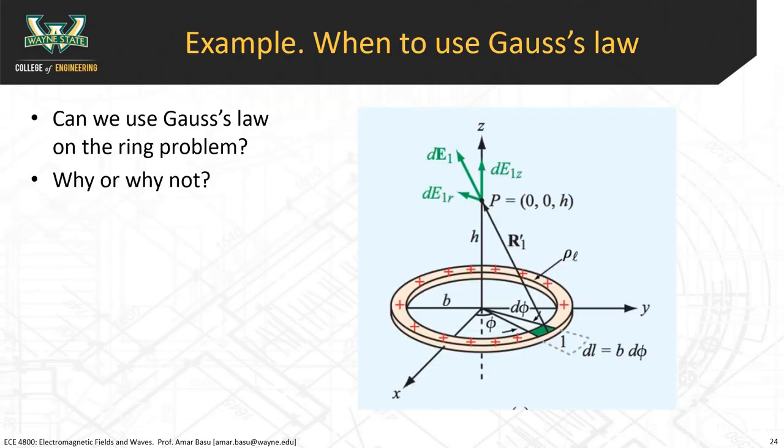Actually, one more thing. Looking at this ring problem, I just want you to see that we solved the infinite wire problem. You're thinking, well, we could probably solve the ring problem too. You can think about this on your own. Can we use Gauss's law in the ring problem? The question you have to ask yourself is, can you define a Gaussian surface such that the electric field is perpendicular everywhere on the surface and is equal everywhere on that surface? So with the ring of charge, could you define some kind of closed surface so that the electric field is exactly the same everywhere?